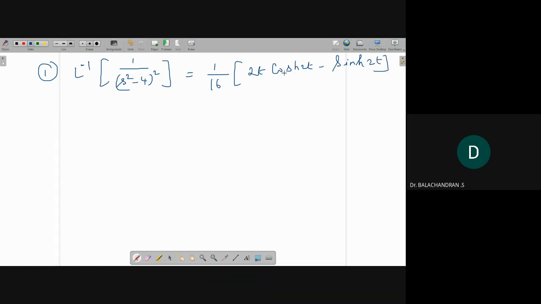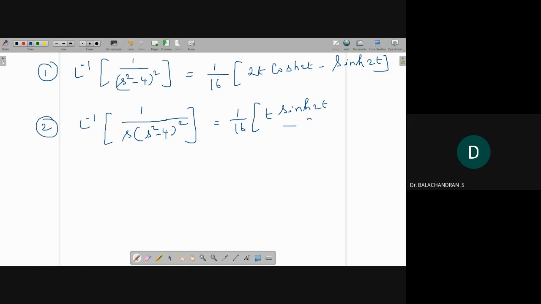Second problem: L inverse of 1 by s into (s square minus 4). Here there is no need to multiply and divide by s, because if you replace s by integral 0 to t, the remaining is L inverse of the previous problem. So you can use this result. The final answer is 1 by 16 into t sin h 2t minus cos h 2t plus 1.